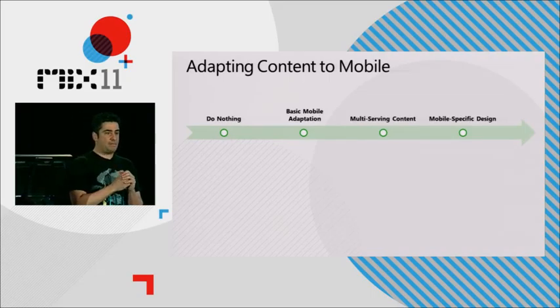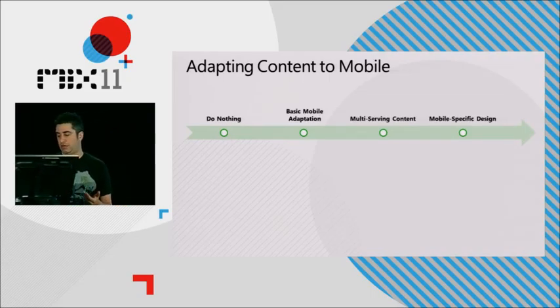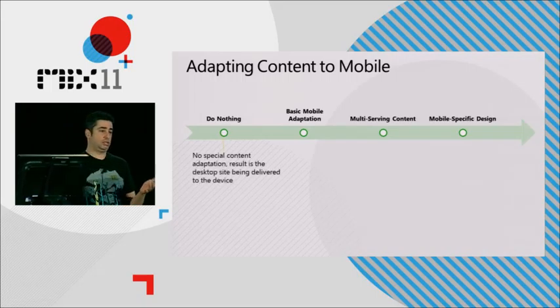All right, so let's talk about adapting content to mobile. There are basically 4 ways you can look at this. The first approach is to just not do anything, right? You can choose to do nothing, in which case the desktop site just gets delivered to the phone.